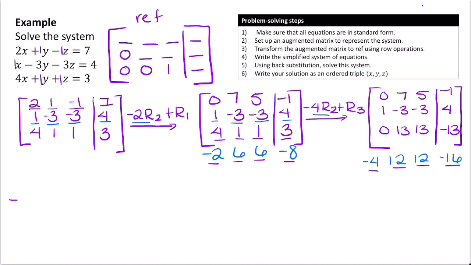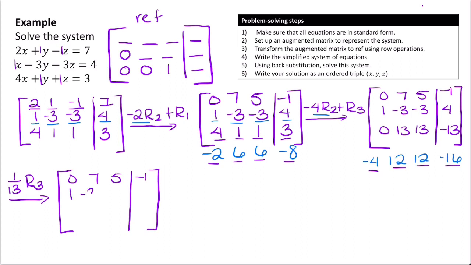As I was writing this row down, I noticed that I wrote 13 several times. So I'm going to go ahead and divide that entire bottom row by 13. Remember, I can do that by multiplying the whole row by the reciprocal of 13, which is 1 over 13. So I'm going to do 1 over 13 row 3. My row 1 and row 2 are going to stay the same, so I'll copy those down: 1, -3, -3, and 4. Now 0 times 1 over 13 is just 0. 1 over 13 times 13 is 1. And then we have 1 again. And 1 over 13 times -13 is going to be -1.